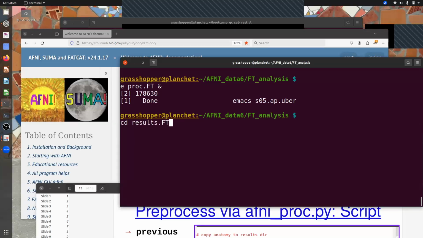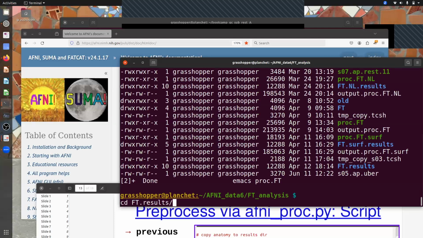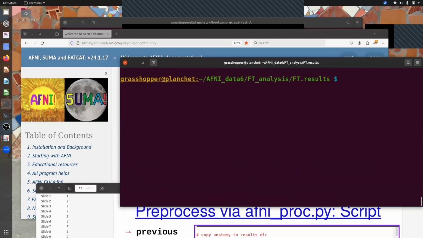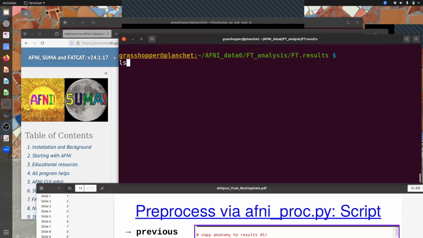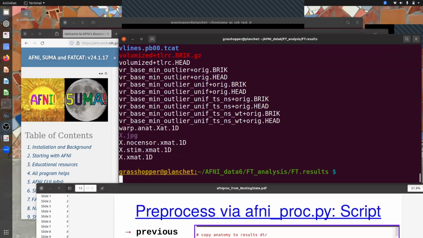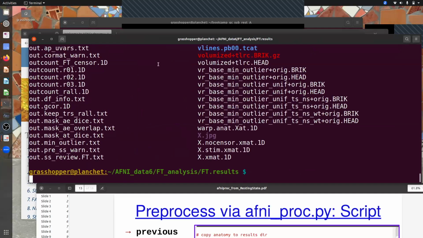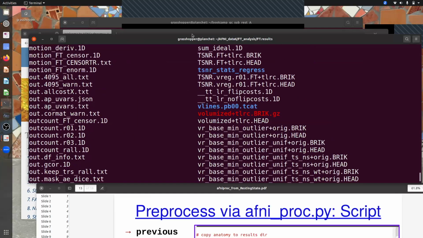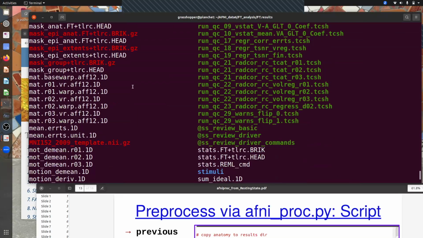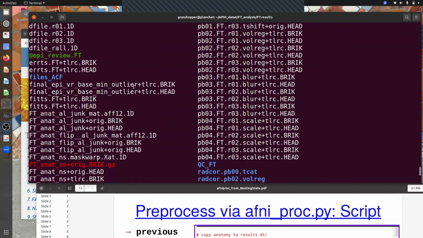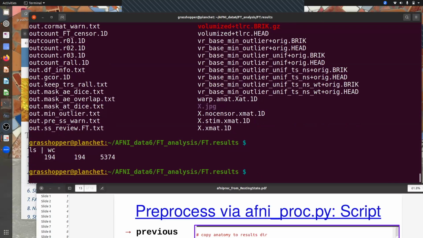Okay, so what happens? When we process our data, what do we get out of it? Well, like I said, we want to find these statistical maps, and we can look at those quickly. If I look at what's here in what's called the results directory, there's actually a huge number of files that are here. There are 194 files and things here.